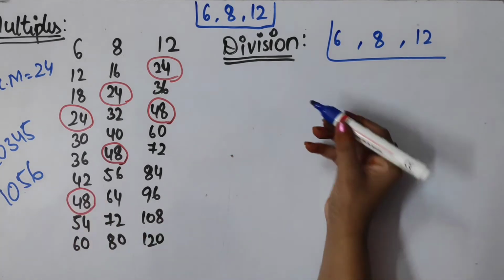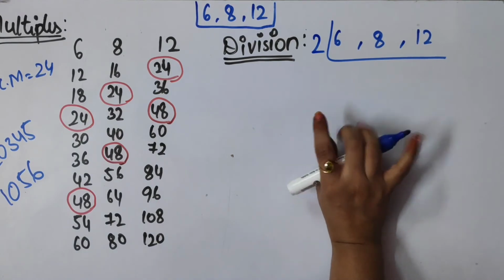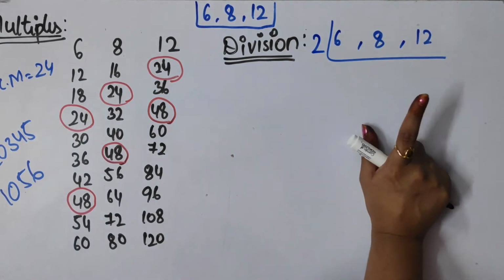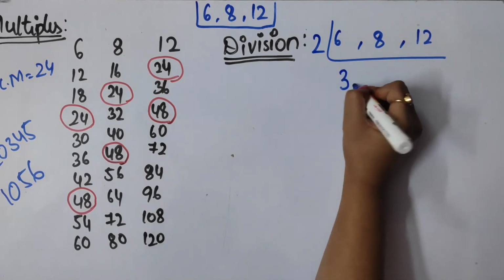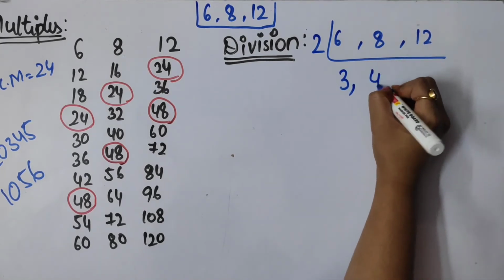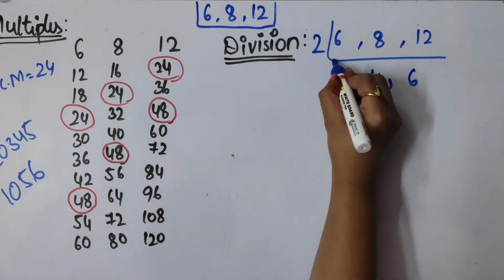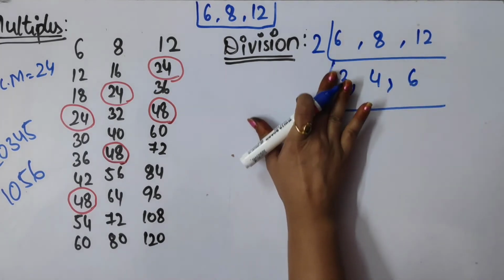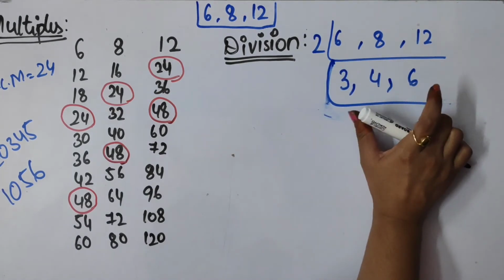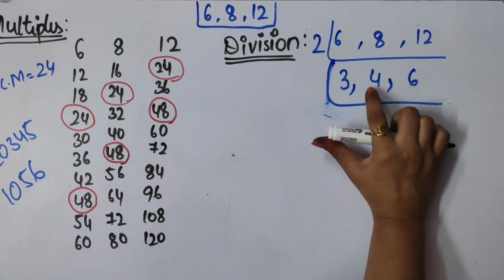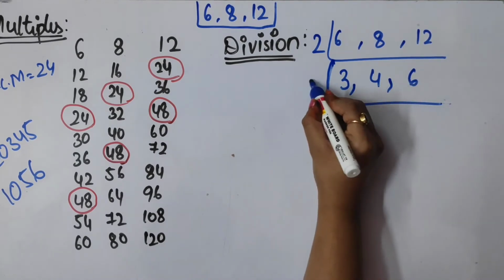So I'm going to take 2. Also I can see all three of these numbers are divisible by 2. So 2 threes are 6, 2 fours are 8, 2 sixes are 12. Now again I can see that two numbers are divisible by 2. So I'm going to take 2.